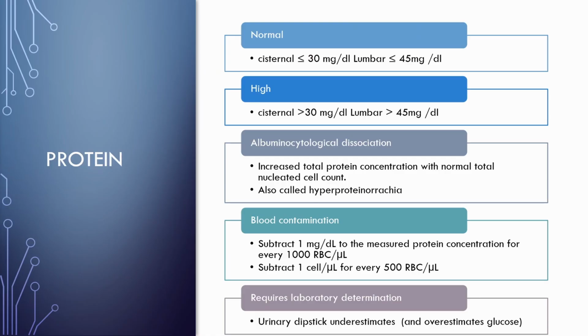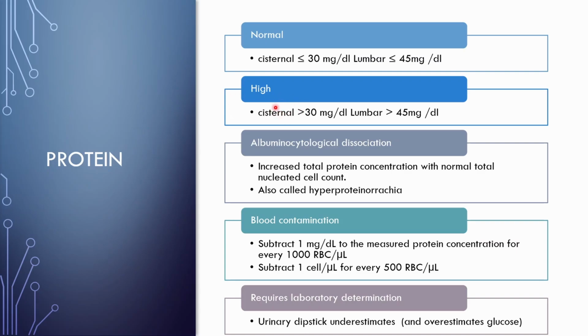Next, we analyze the protein, and it's not possible to do this with a urinary dipstick. It tends to underestimate it and will overestimate glucose. It's usually necessary to send it off to an outside lab, but you may be able to do it in your inside lab depending on your analyzer.